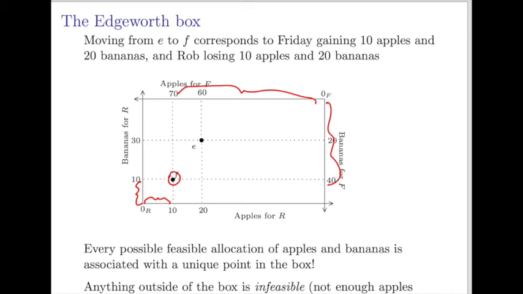What this amounts to is Rob loses 10 apples, and Friday gains those 10 apples. And Friday also gains 20 bananas, right? He goes from 20 bananas to 40 bananas, whereas Rob loses those 20 bananas. He goes from 30 to 10. So in going from E to F, we took away 10 apples and 20 bananas from Rob and gave them to Friday.